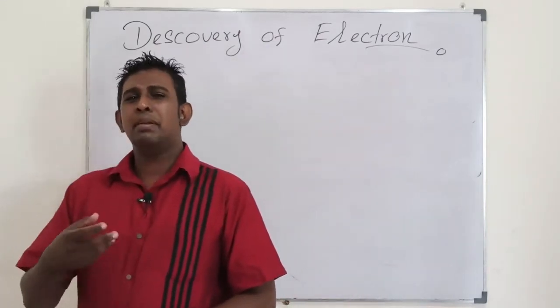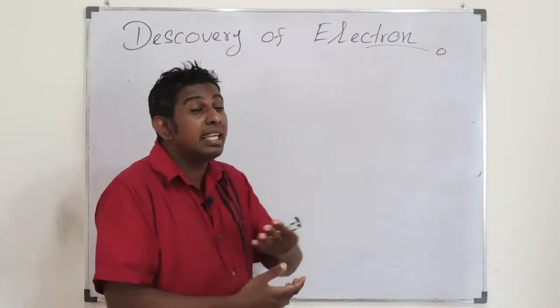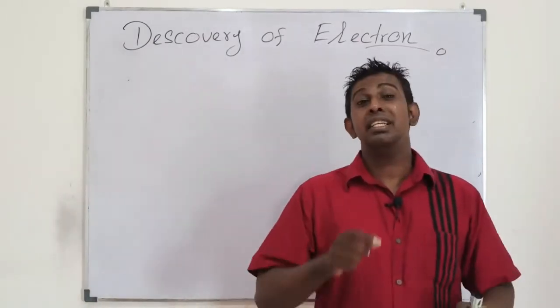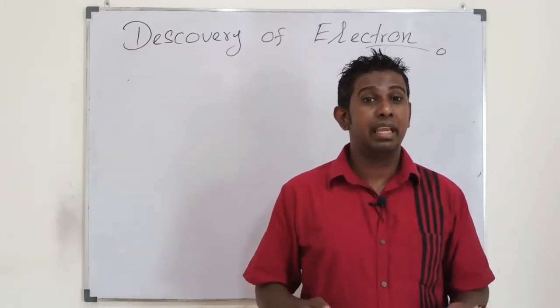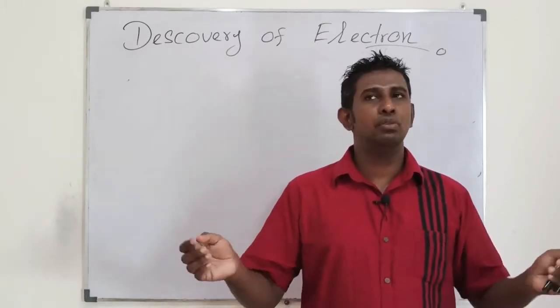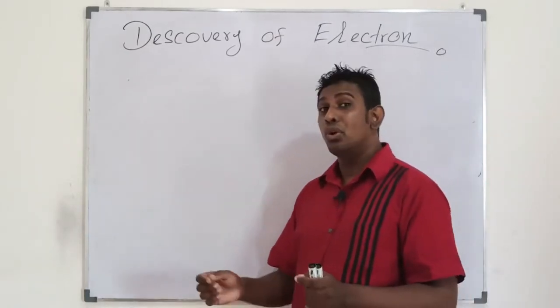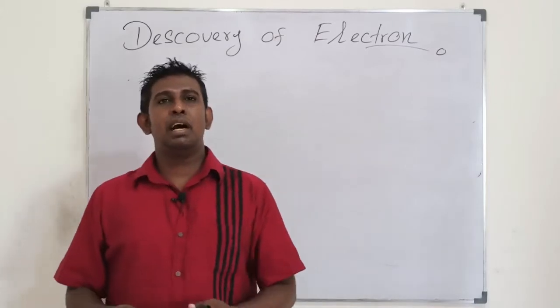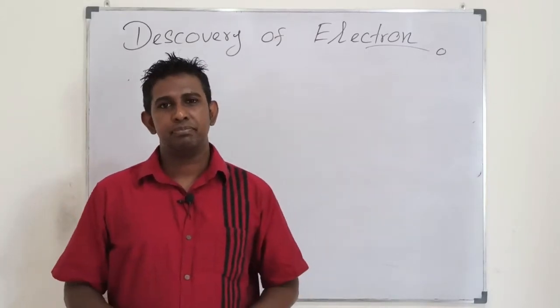It was made with a series of experiments that J.J. Thomson carried out with cathode rays using a cathode tube. What are cathode rays and what is the cathode tube? So let's first find it out. What is the cathode tube and what are the cathode rays?